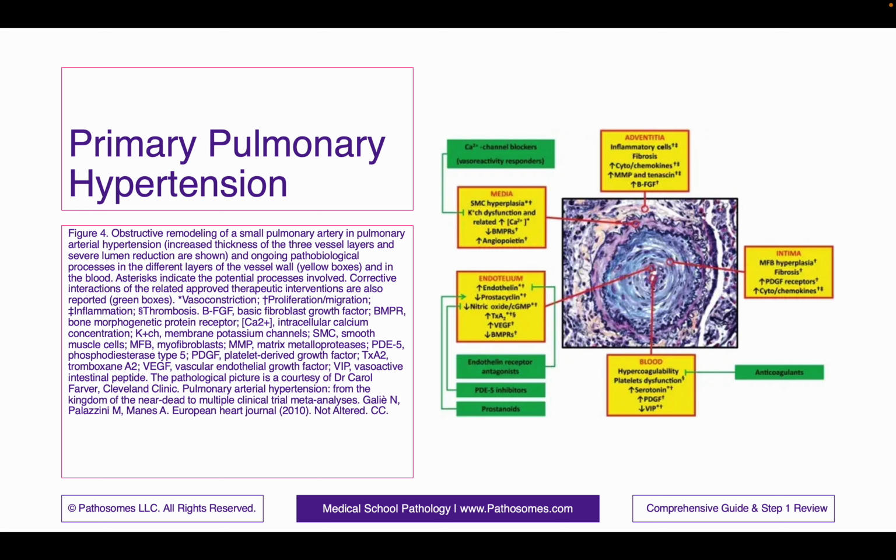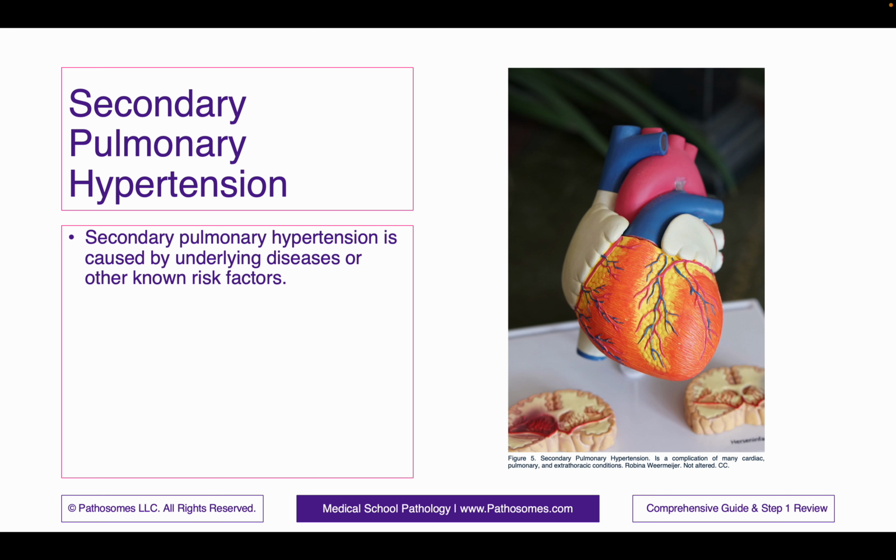Secondary pulmonary hypertension is caused by underlying diseases or other known risk factors, right? Can you think of at least two? COPD, right? We talked about that. We also talked about pulmonary fibrosis. Those may do it. Obstructive sleep apnea could. Left-sided heart disease could as well, right?